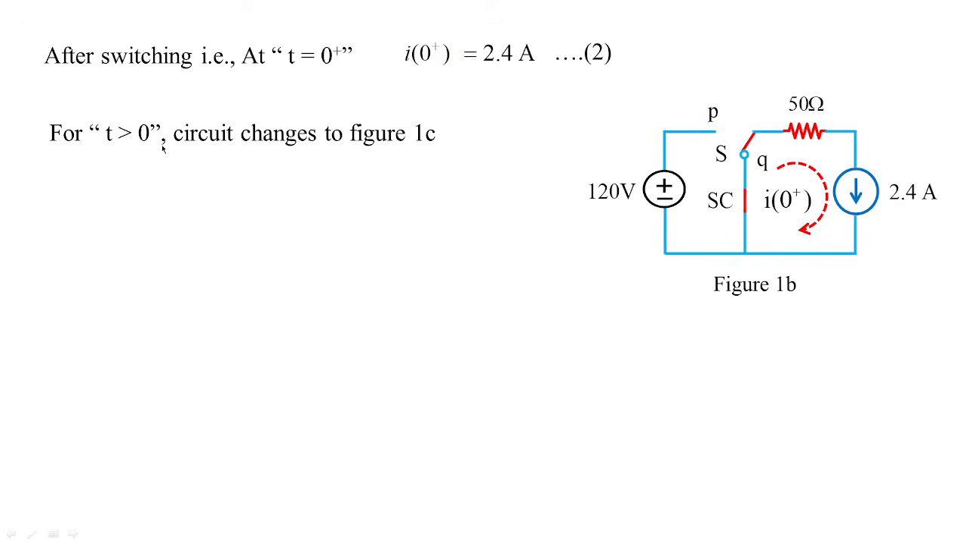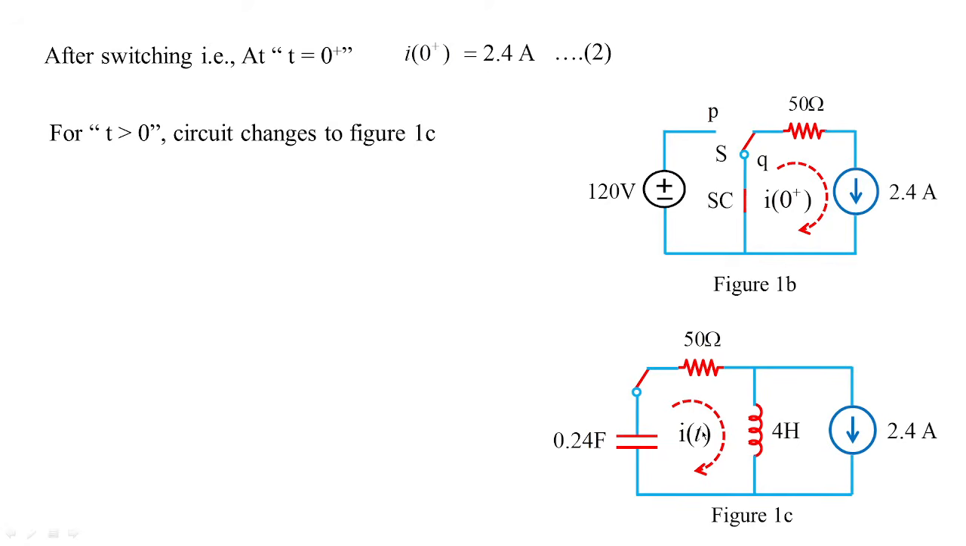Now for t greater than 0, after the 0 plus condition, we are treating the condition of the switch for t greater than 0. The present circuit changes to this circuit where you have the capacitor. Now the capacitor will come into the picture. This circuit is valid for t greater than 0, where you have the inductor. Now it is going to dissipate its energy. That is why the inductor is shown, which is parallel to 2.4 amperes.